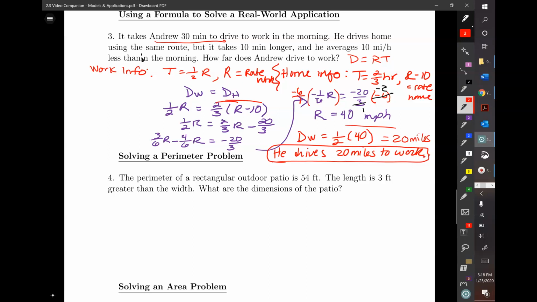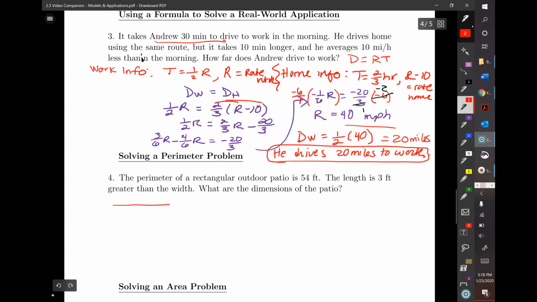Number 4, the next one, is a perimeter problem. I feel like you've probably had a lot of these, and probably the area problem as well. So I'm going to read it and have you try it, and then I'm going to work through it quickly. I'll write it out and then go through it with you. It says, number 4, the perimeter of a rectangular outdoor patio is 54 feet. The length is 3 feet greater than the width. What are the dimensions of the patio?